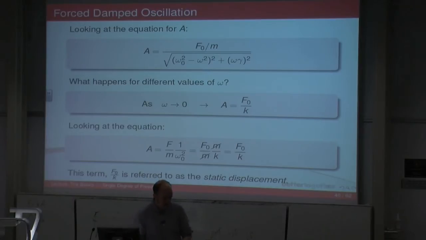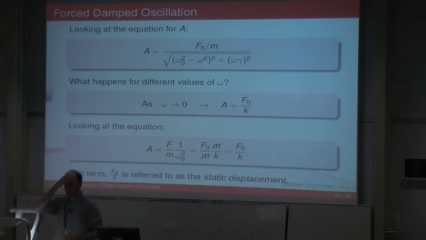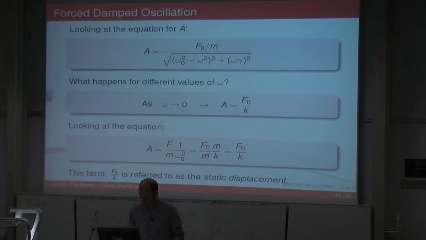And that's always the case with these systems. If somebody says, what's the static displacement of that system? Well, it's F naught upon k. And it's the same when we looked at undamped systems. It doesn't have any damping term in there, so it doesn't matter whether you're damped or undamped. It's always the same. F naught upon k is the static displacement.